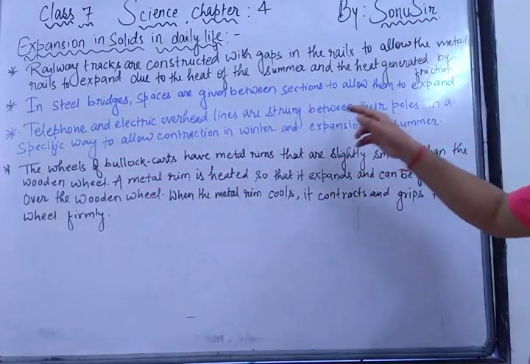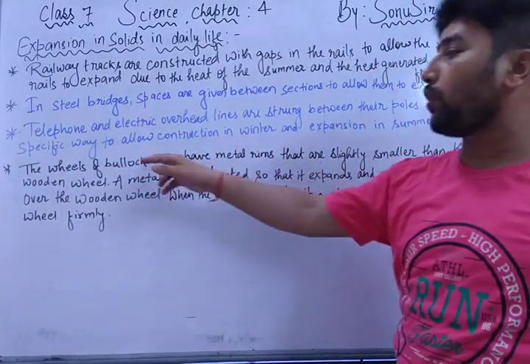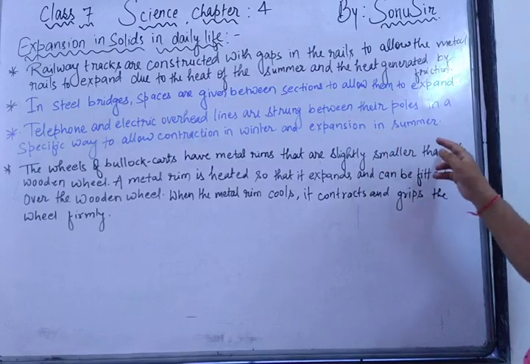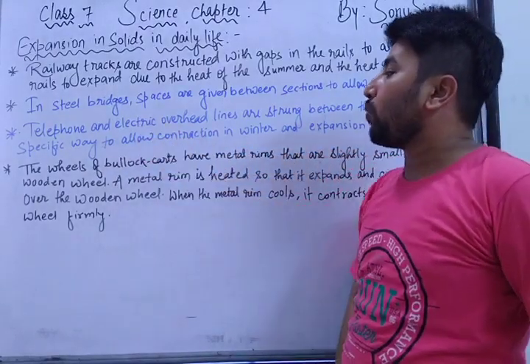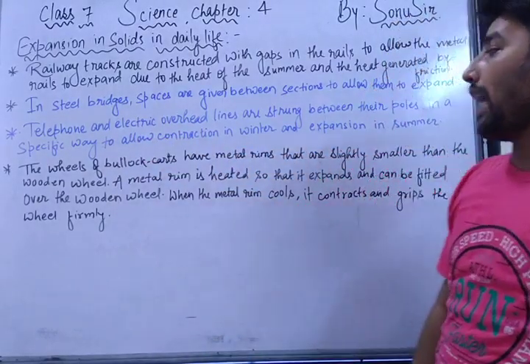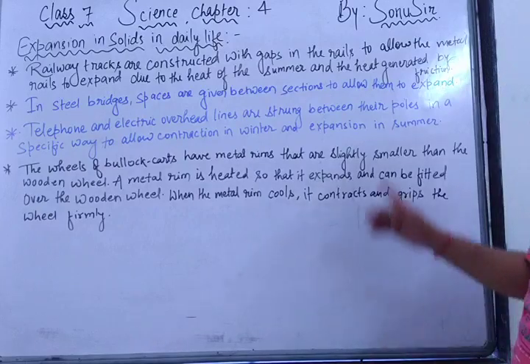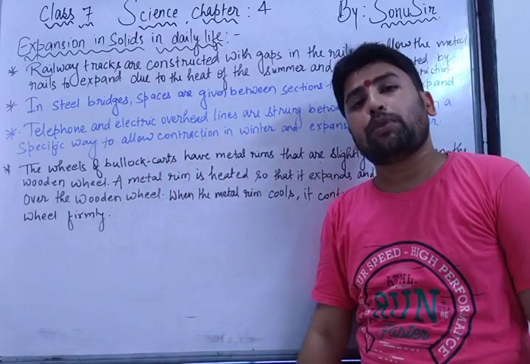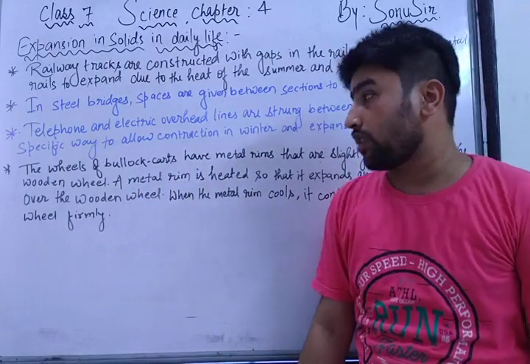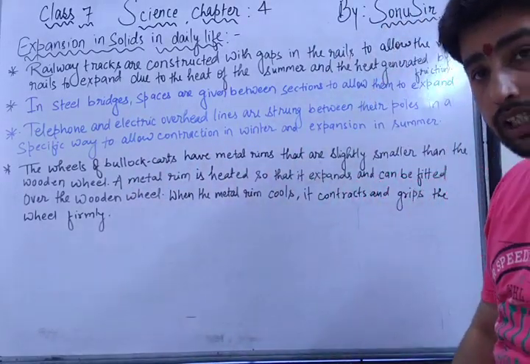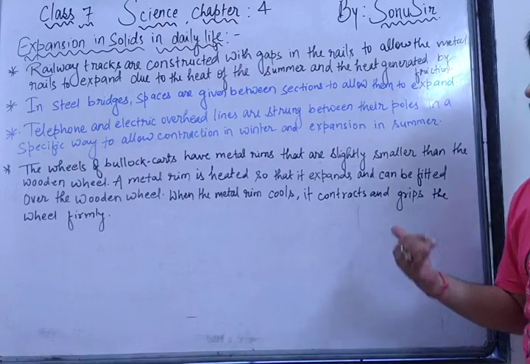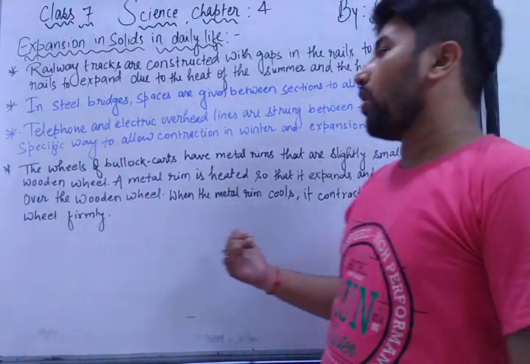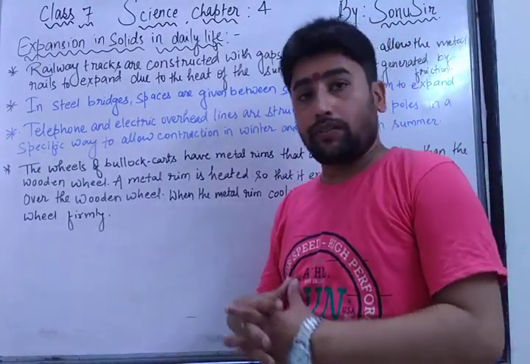that's why they are strung in a specific way between their poles to allow contraction in winter and expansion in summer. Telephone and electric overhead lines are strung between their poles. Means you will see there is a fixed gap between these two poles because they expand in summer and they contract in winter.